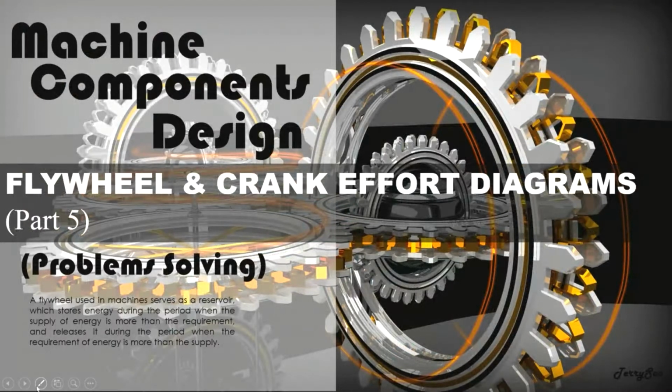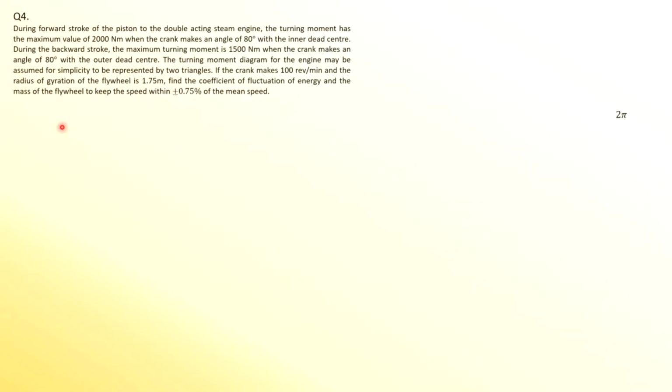So we are still on the problem solving for flywheel design. So this would be our fifth example. Now from the question, during forward stroke of the piston of a double acting steam engine, the turning moment has the maximum value of 2000 Newton meter when the crank makes an angle of 80 degree.